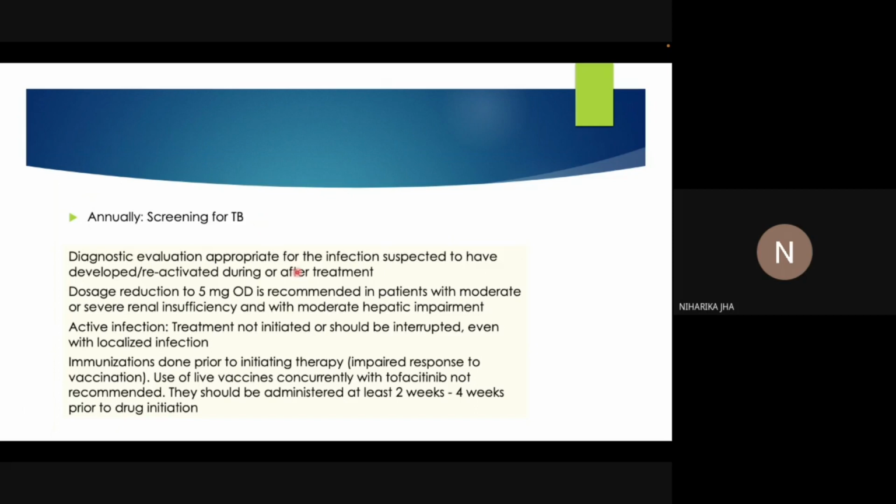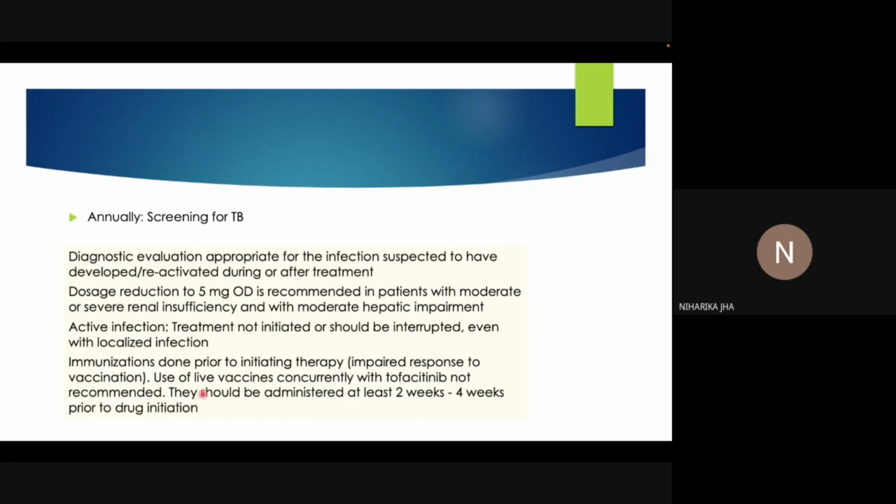Now we have to make sure whether the patient has any infection at the time of starting tofacitinib, particularly any opportunistic infection, tuberculosis, herpes, or any cellulitis. It's better not to start the patient on tofacitinib. Hold on to tofacitinib, do not start it. If the patient has moderate to severe renal insufficiency or hepatic impairment, start on a lower dose, about 5 milligrams. With active infection, obviously we do not start the patient on tofacitinib.